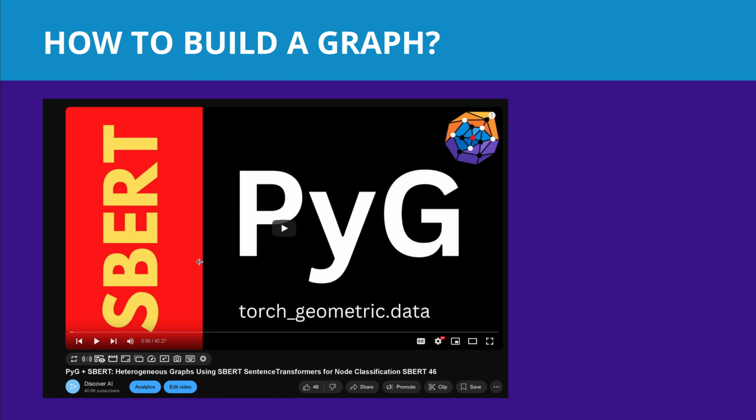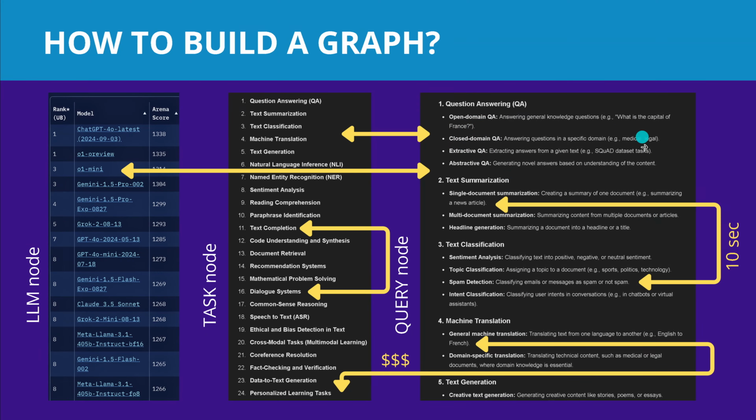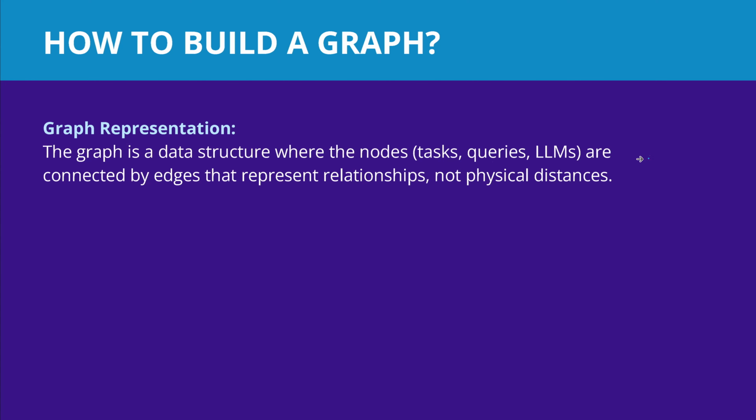So we have a heterogeneous graph using a sentence transformer. Great. So here we are, and now the task is easy, no? How to build a graph? We need a graph representation. And a graph, for a little grasshopper, is a data structure where the nodes, this is our tasks, our queries, and our LLMs, are connected by those edges to represent relationships, but not physical distances.